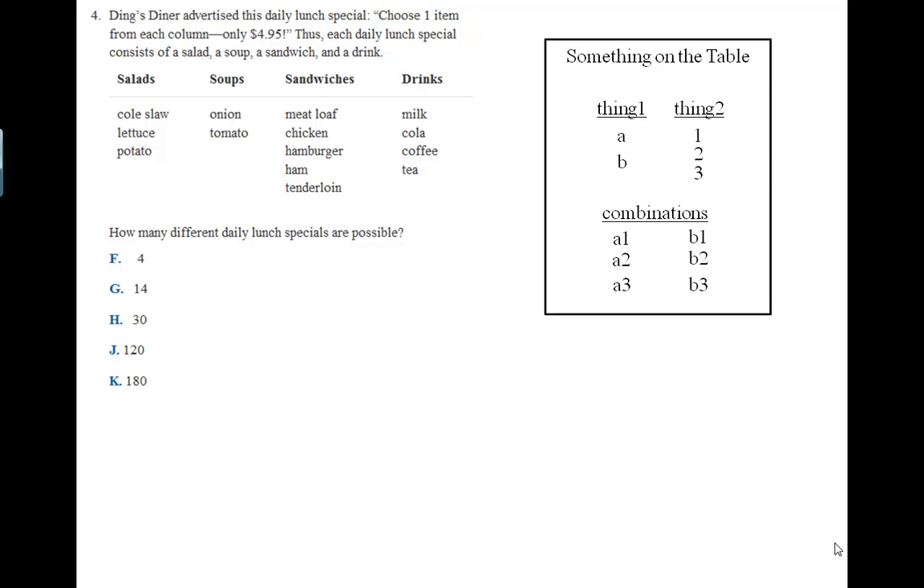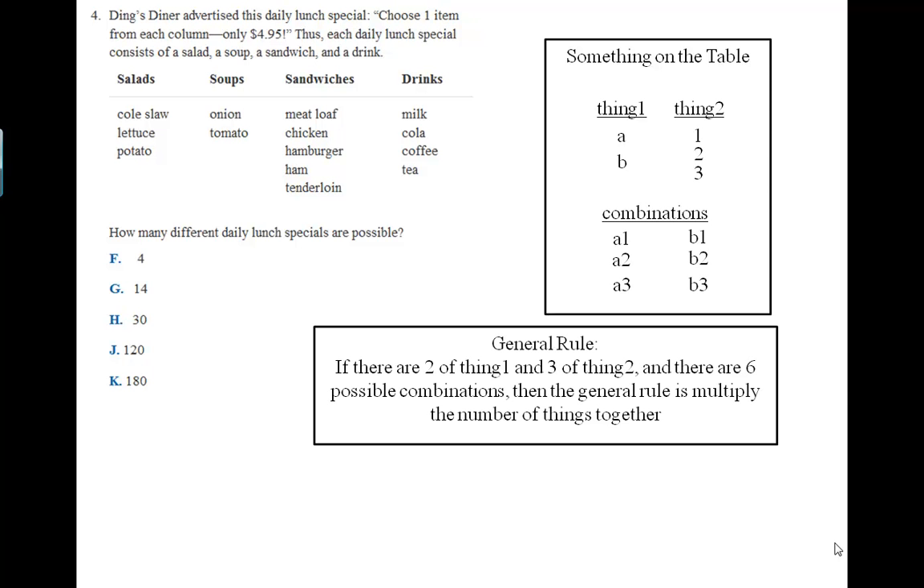So if I had 2 of thing 1 and 3 of thing 2, and the total is 6, I know that the way to find the answer is I multiply these together. That's what I'm looking for, is the general rule. I multiply the number of things together. Well, there's 3 salads, 2 soups, 5 sandwiches, and 4 drinks. 120.